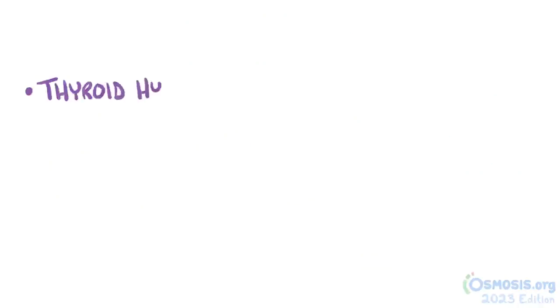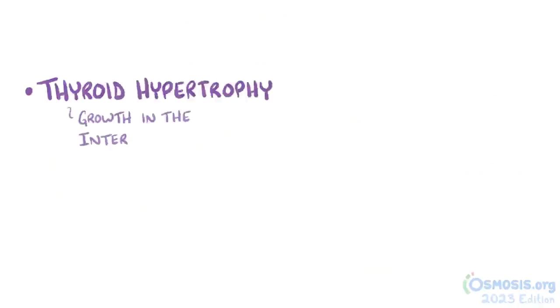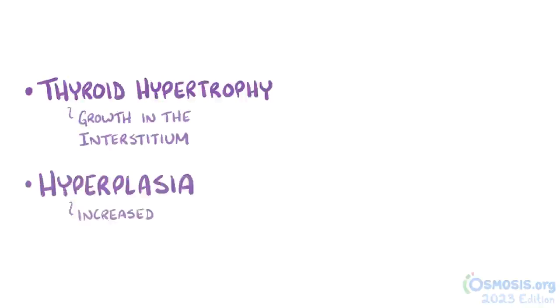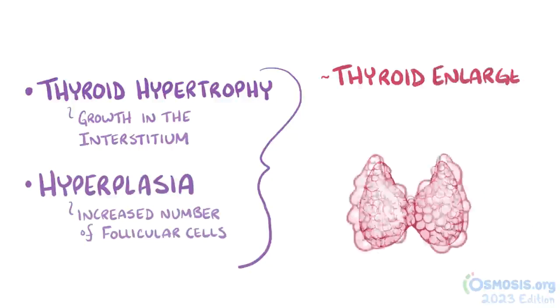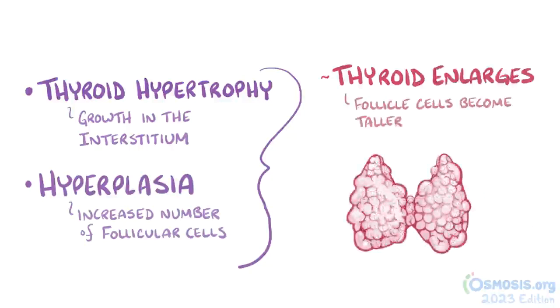First, there's thyroid hypertrophy, meaning growth in the interstitium of the tissue, and there's hyperplasia, meaning an increased number of follicular cells, both of which cause the thyroid to enlarge. The follicular cells also change shape, becoming taller than in a healthy thyroid as they crowd together.